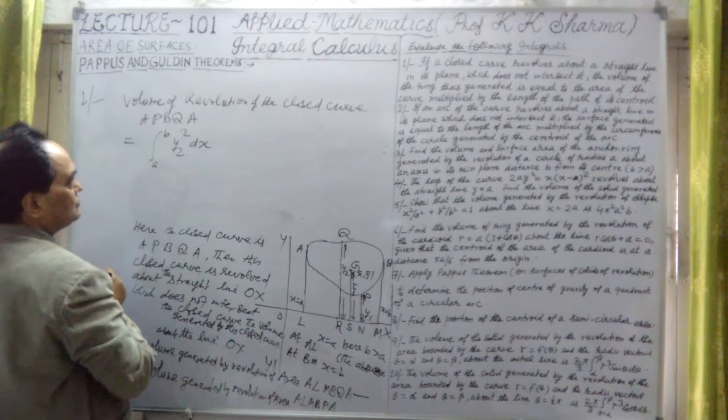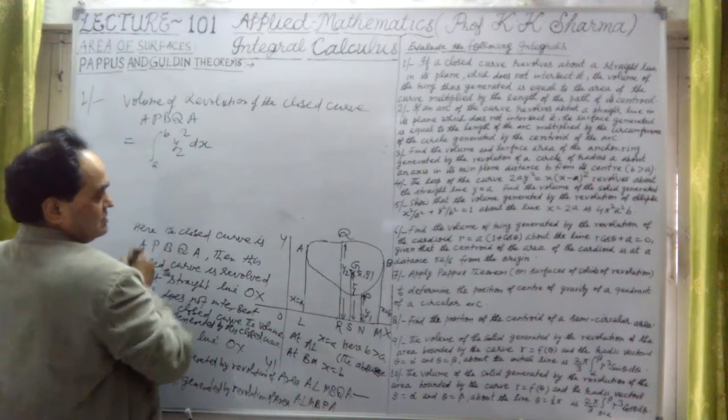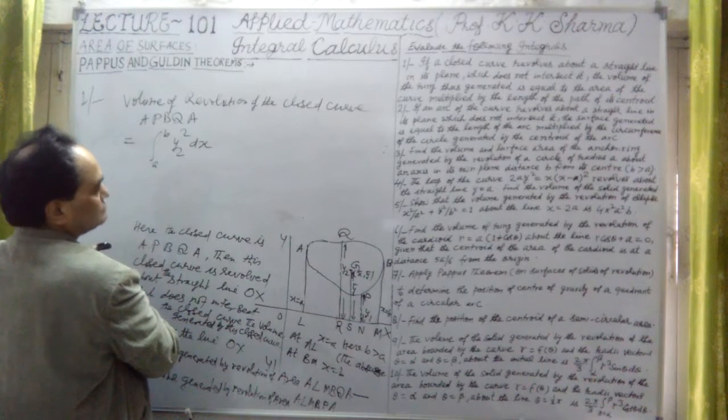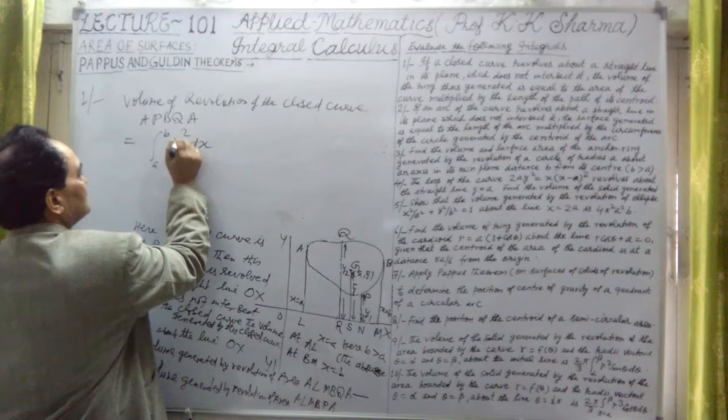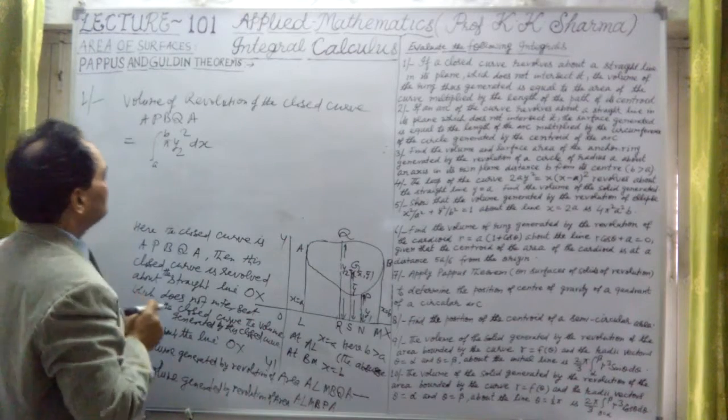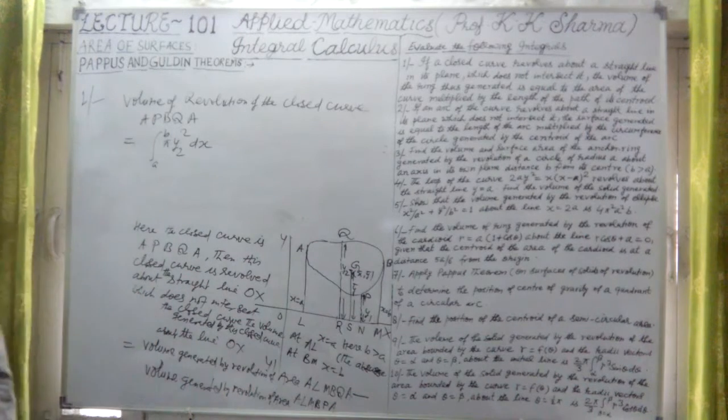It's pi y2 squared dx. Okay, this is pi into y2 squared, because this is the closed curve here. The area of this is pi into y2 squared. That is the area here, pi y2 squared that I have taken here, into dx.